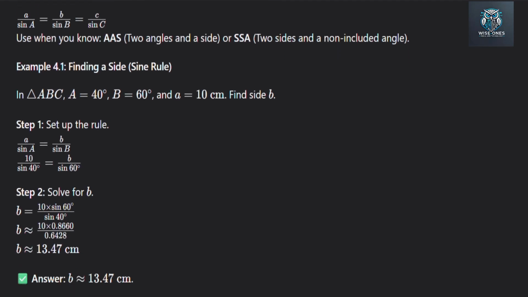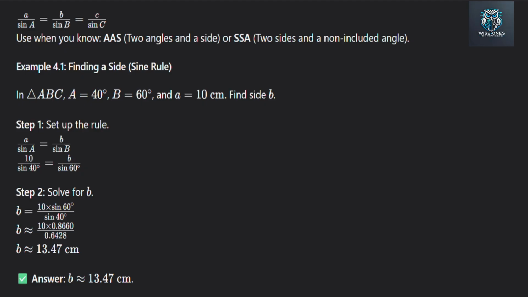Let us look at example 4.1, finding a side using sine rule. The question is, in triangle ABC, angle A is 40 degrees, angle B is 60 degrees, and side a is 10 centimeters. Find side b. Step 1. Set up the rule. We use a over sine A equals b over sine B. 10 over sine 40 degrees equals b over sine 60 degrees. Step 2. Solve for b, multiply both sides by sine 60 degrees. b equals 10 times sine 60 degrees divided by sine 40 degrees.